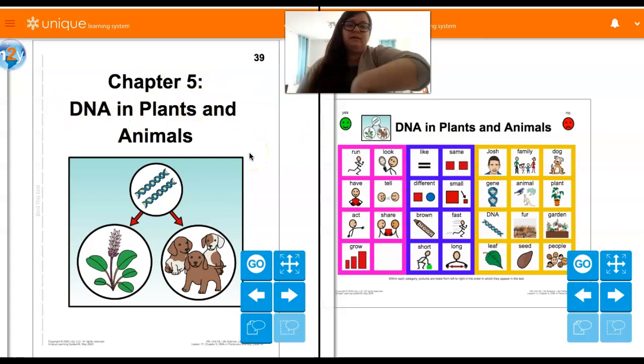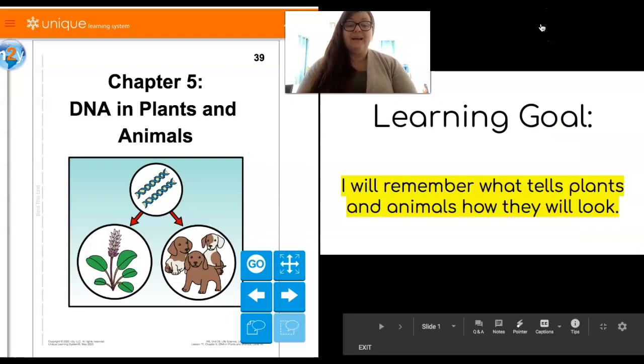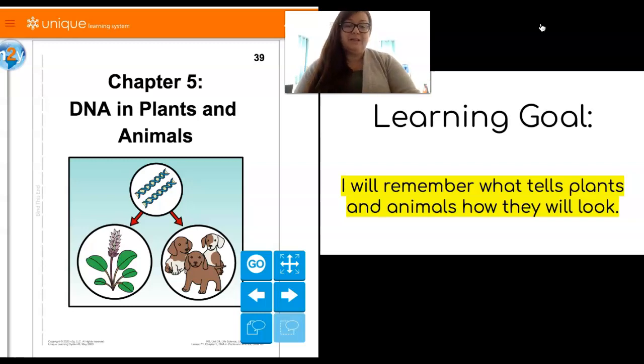So remember back, I think in Chapter 1, we talked about how all living things have cells. So people have cells, animals have cells, and so do plants. So DNA is found in plants and animals as well. Our learning goal today is, I will remember what tells plants and animals how they will look. So let's see if we can remember what tells those plants and animals how they're going to look.